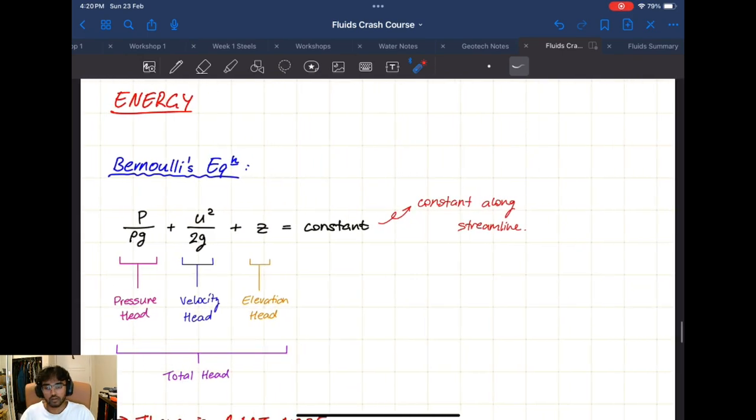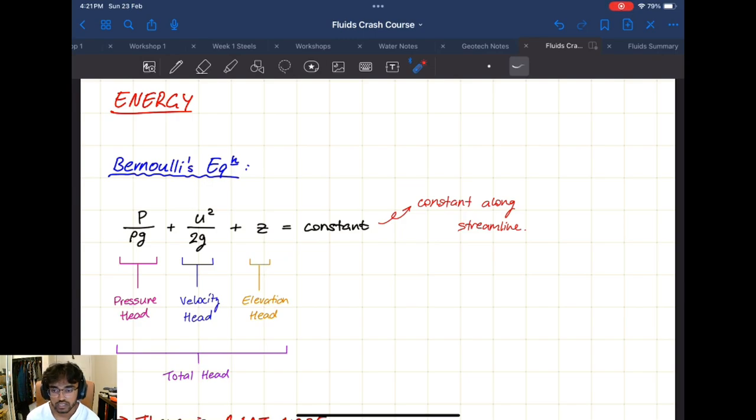Okay. Bernoulli's equation. I'm going to quickly move on to energy. I'm just going to introduce you guys to Bernoulli's equation. It's not too deep. No, it is actually pretty deep, because you're going to have to use it throughout the rest of the course. There are actually 3 parts to this equation: pressure head, velocity head, and elevation head. And along a streamline, which you will be introduced to in a lecture, it will always stay constant.